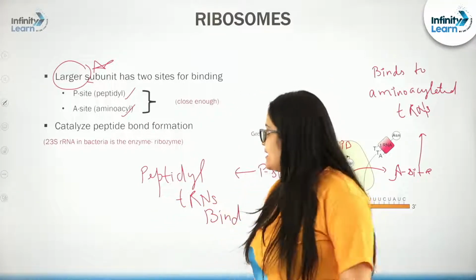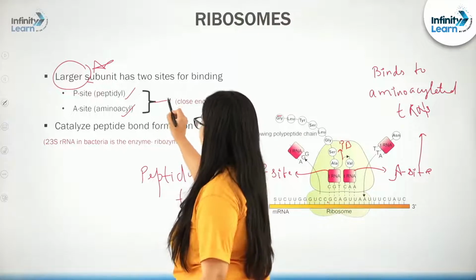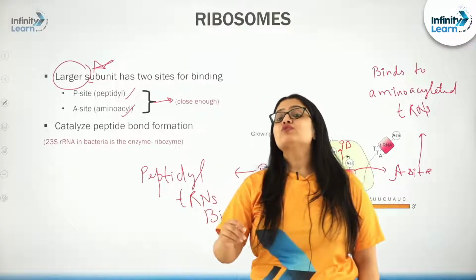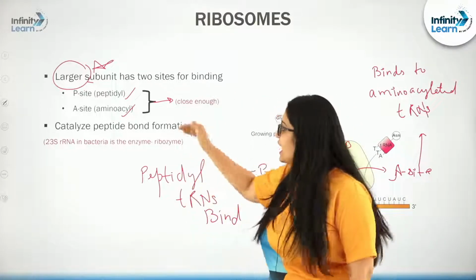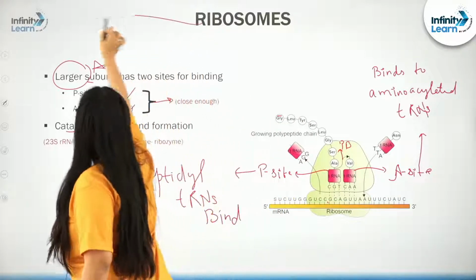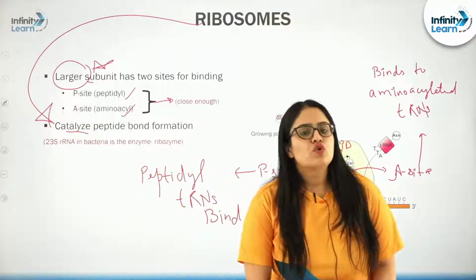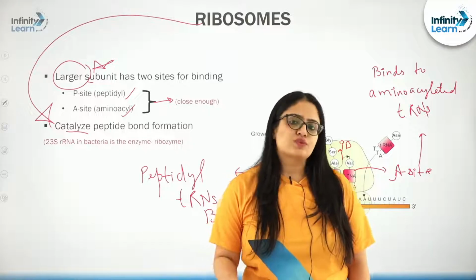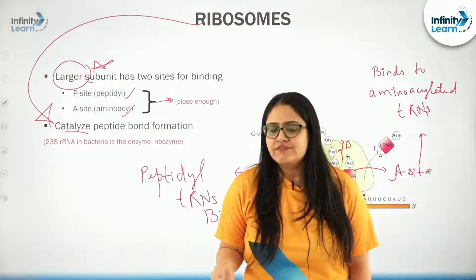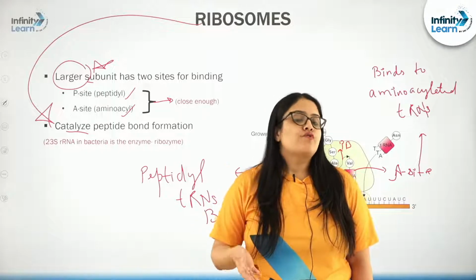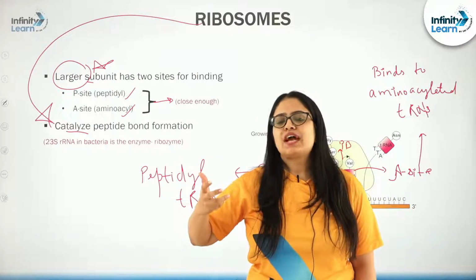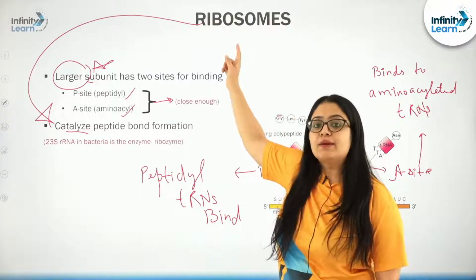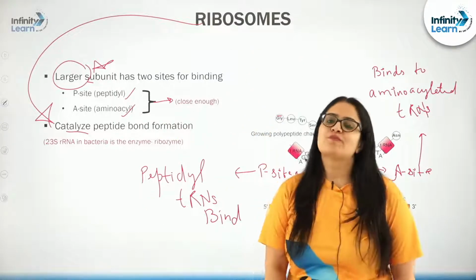Next students, you need to understand that ribosomes also have another function, that is, ribosomes can also catalyze peptide bond formation. So, the ribosome has the ability to catalyze peptide bond formation. Although peptide bond formation is an energetically favored process, the presence of a catalyst is going to make this process far easier and faster as well. And hence the ribosomes are going to act as a catalyst for peptide bond formation.